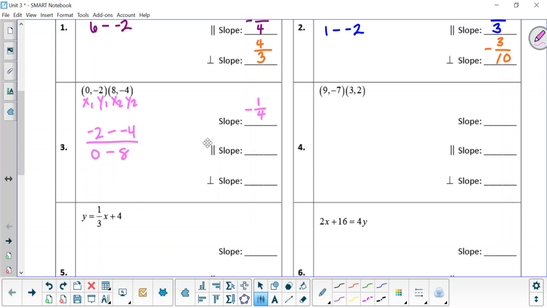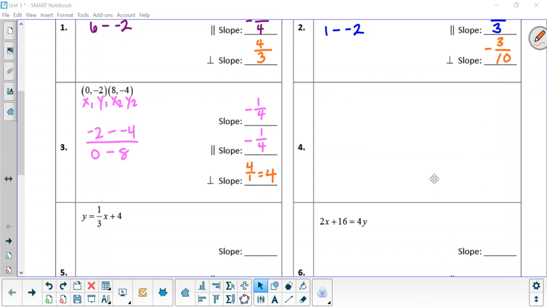So the parallel slope is the same number, negative 1 over 4. The perpendicular is your opposite, so it becomes positive 4 over 1. Now again, we don't like the number 1 in the bottom, so it really is just a perpendicular slope of 4. Go ahead and pause the video, and I want you to try number 4 on your own.